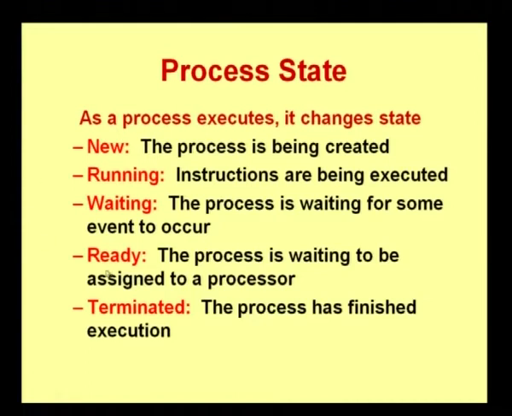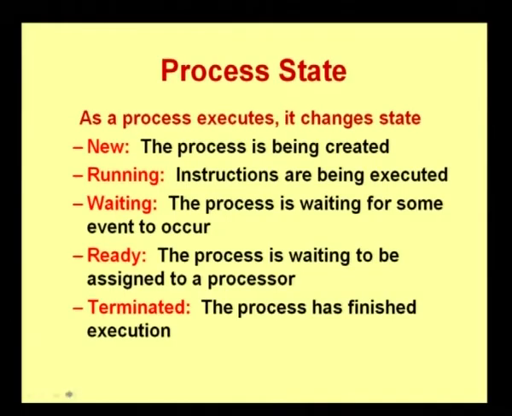So that is called a waiting state. The next state is called a ready state. A ready state is one where a process is waiting to be assigned to a processor. If it is in a ready state, then the set of instructions will be put in the main memory, ready for execution. The last state is called a terminated state. A terminated state is one wherein a process has finished its execution and exits.